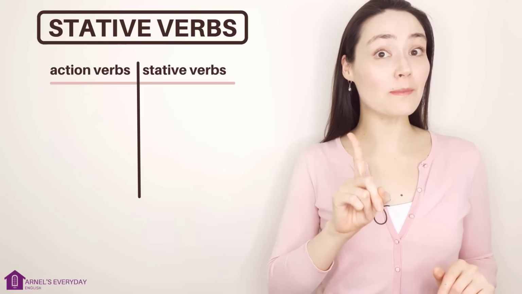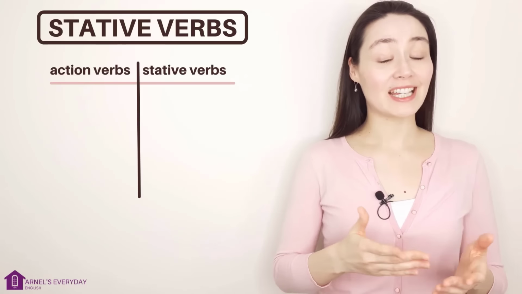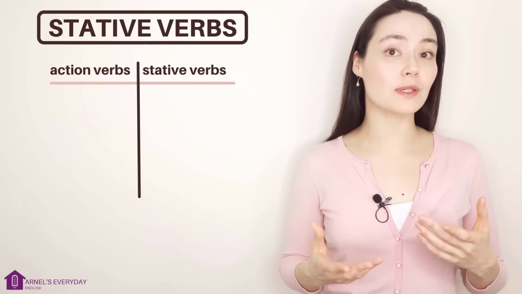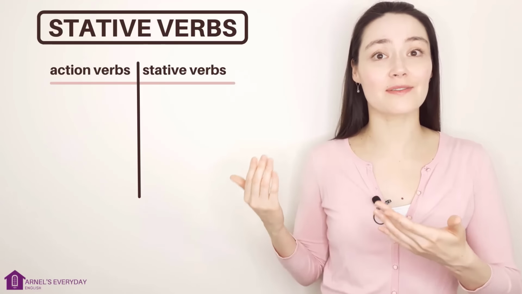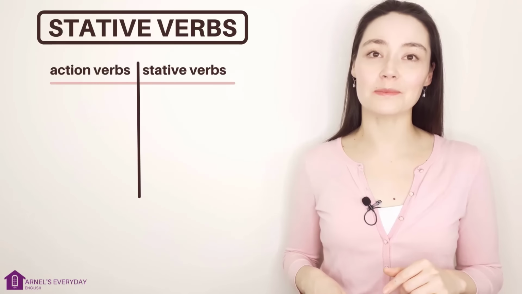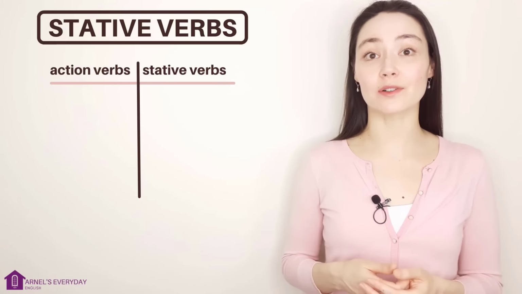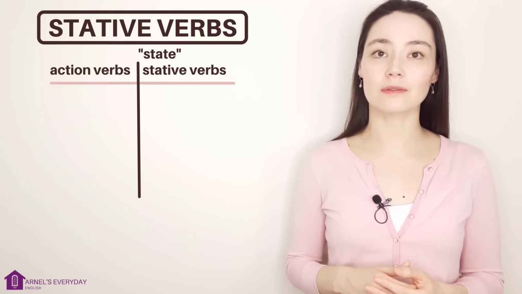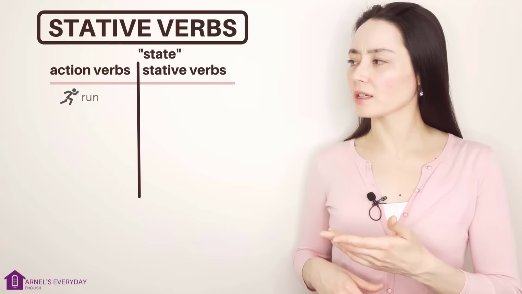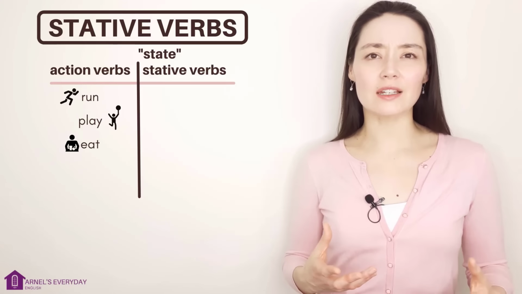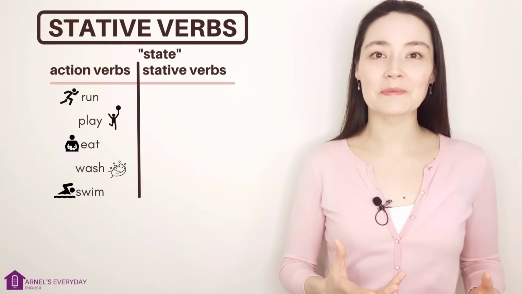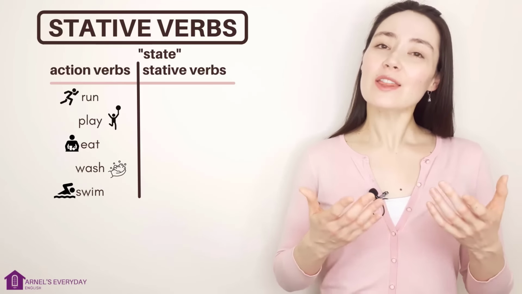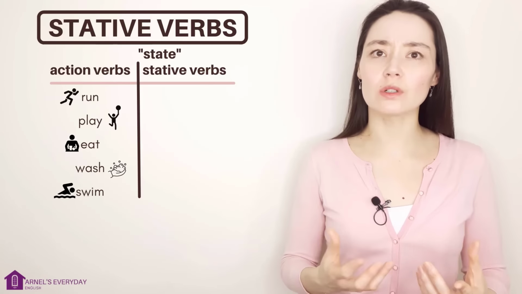We need to look at one more thing before the test. You know, I can't speak about continuous tenses without mentioning stative verbs. I have 2 columns, action verbs and stative verbs. Stative verbs are also called state verbs, same thing. Run, play, eat, wash, swim. These are action verbs. These are verbs you can see and do.